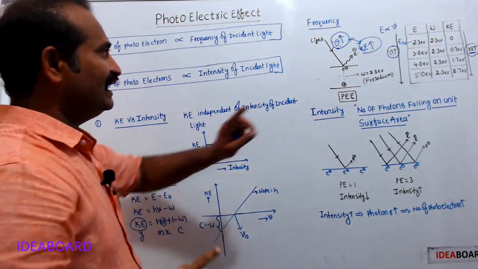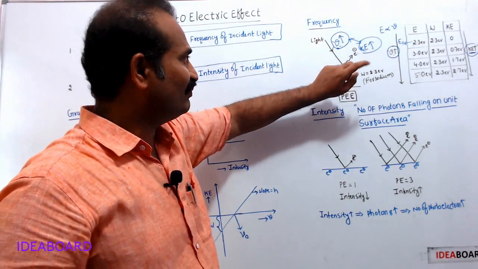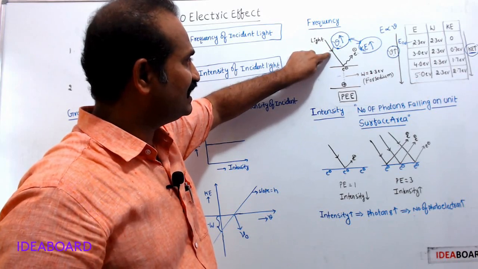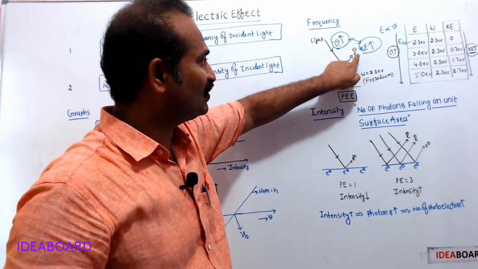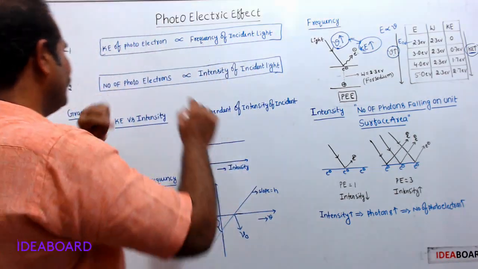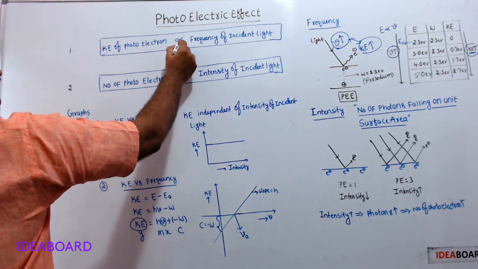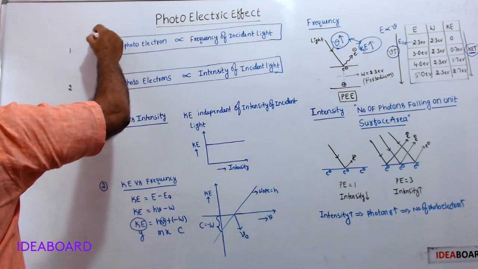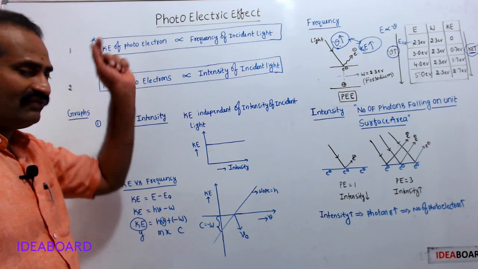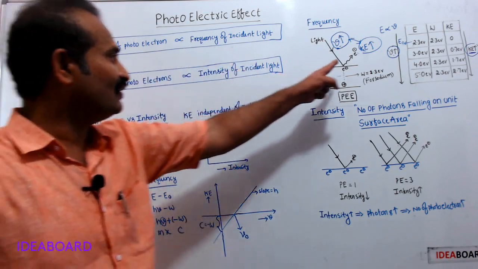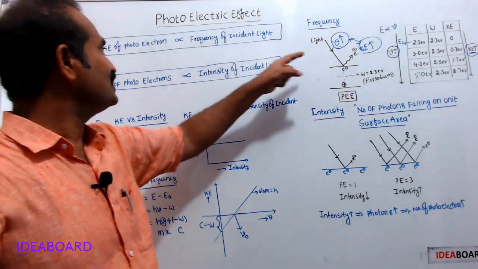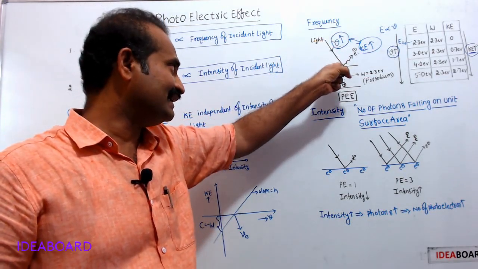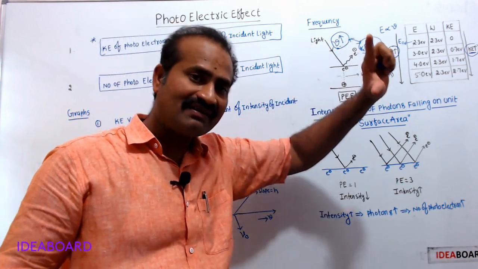Therefore, what is the effect of frequency on the photoelectric effect? When the frequency of incident light increases, the photoelectron kinetic energy also increases. Therefore, the kinetic energy of the photoelectron is directly proportional to the frequency of incident light. This is very important. As the frequency of incident light increases, the kinetic energy of the photoelectron also increases.